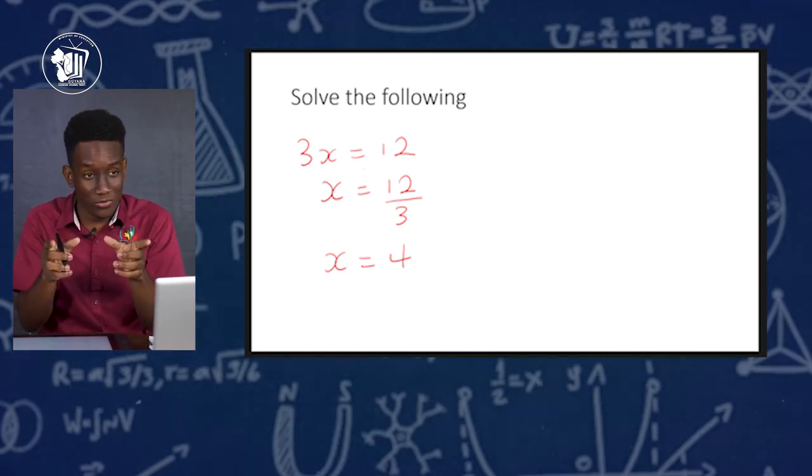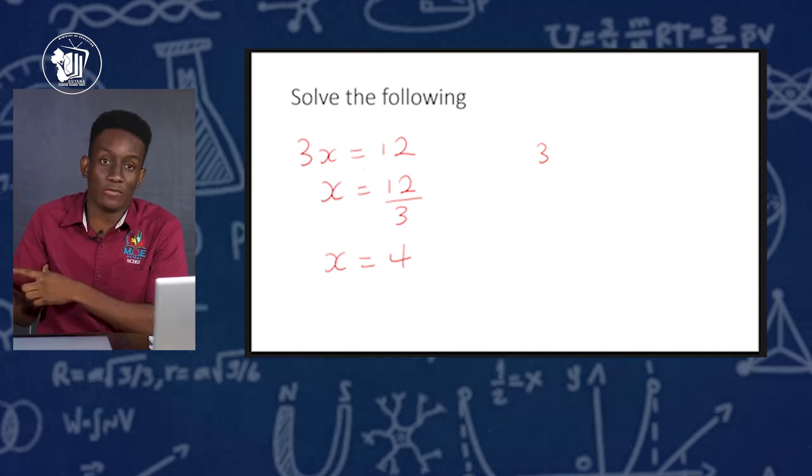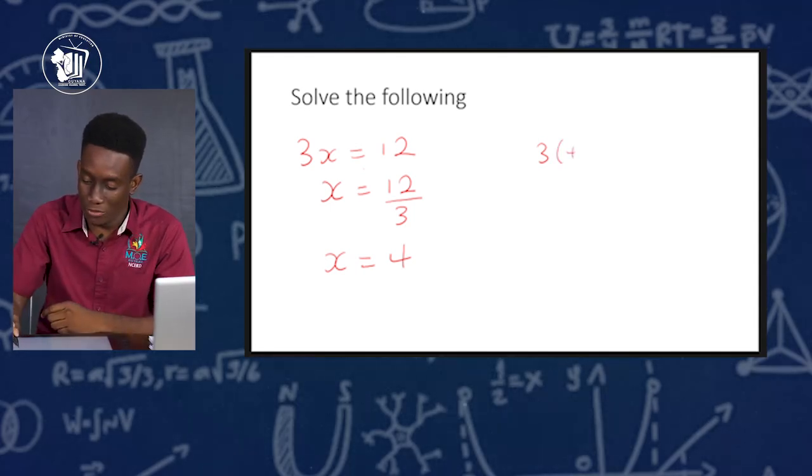And of course we can see if our answer is correct. So we know the 3 is multiplying the x. So we know the value of x is 4. So 3 times 4, that should give you 12. 3 times 4 is indeed 12. So 12 is equal to 12. And that is how we can check to see if our answer is correct.